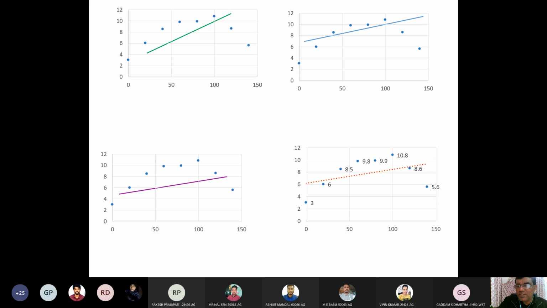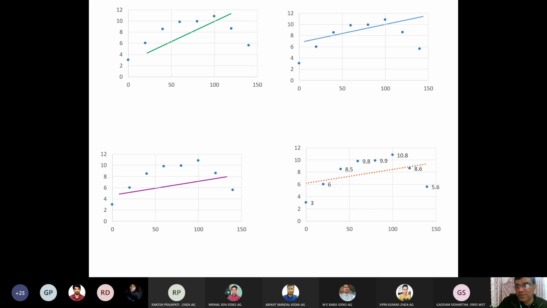And there are certain points which are lying below this line. I can measure the distance of 8.6, how far, how much away it is from the line. Similarly, 5.6, how far it is from the line. So I can measure all these distances. If I make the total, it will be 0, because the line is passing through the middle of these points. So the total of these distances will be 0.